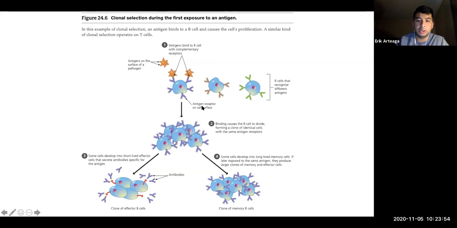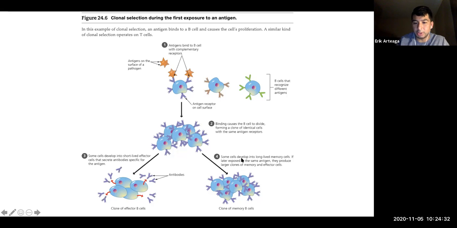So upon activation, it'll induce the cell to replicate, right? Some cells develop into short-lived effector cells that secrete antibodies specific for antigen. So this cell's job is just to dump antibody out into the immune system, systemically into the body. This takes a little while to divide. It takes a week or so to get this fully ramped up. These cells are going to be dumping antibodies to protect your body from the pathogen, continually dumping out, and eventually these cells will die.